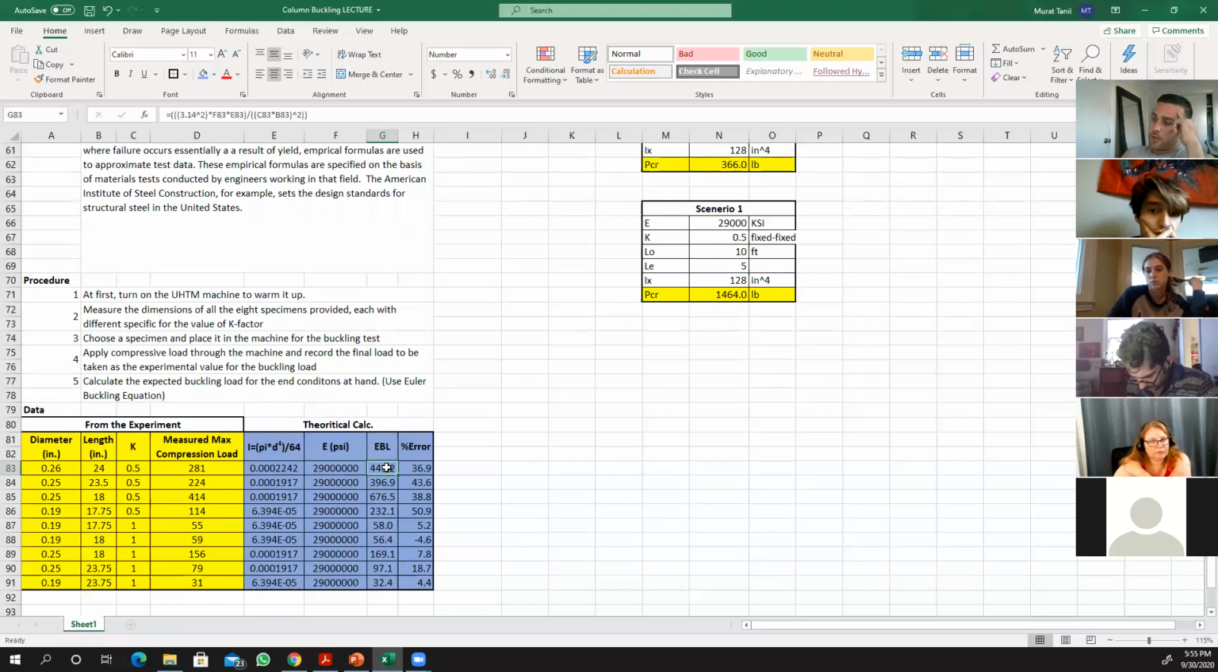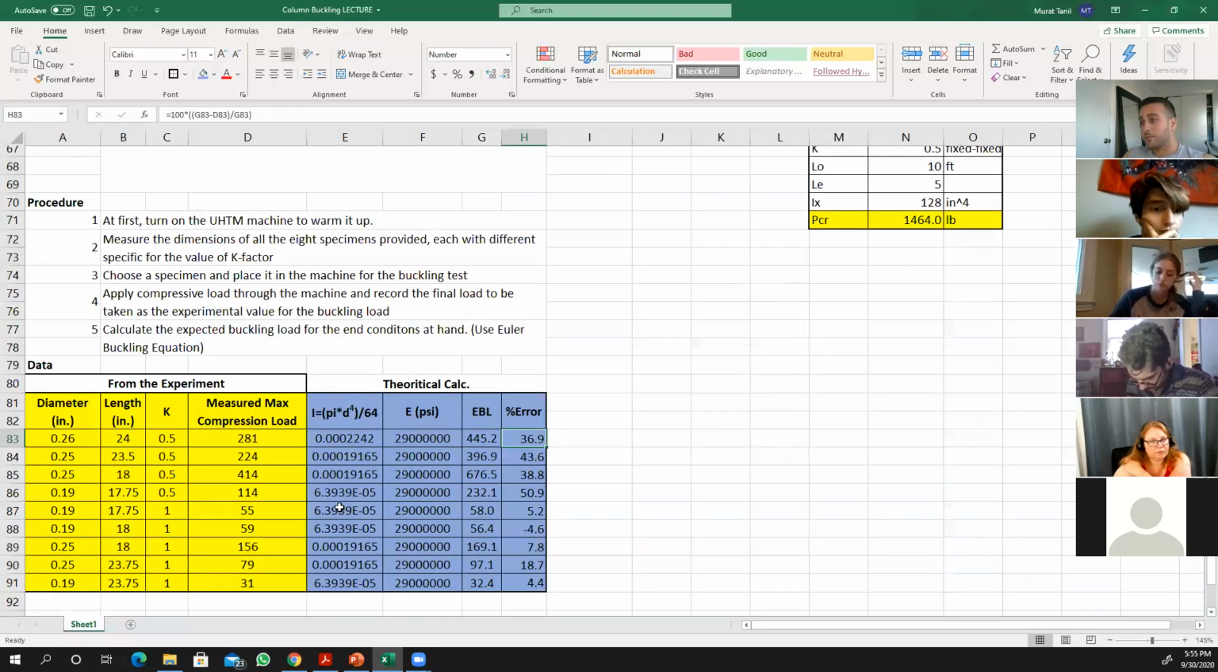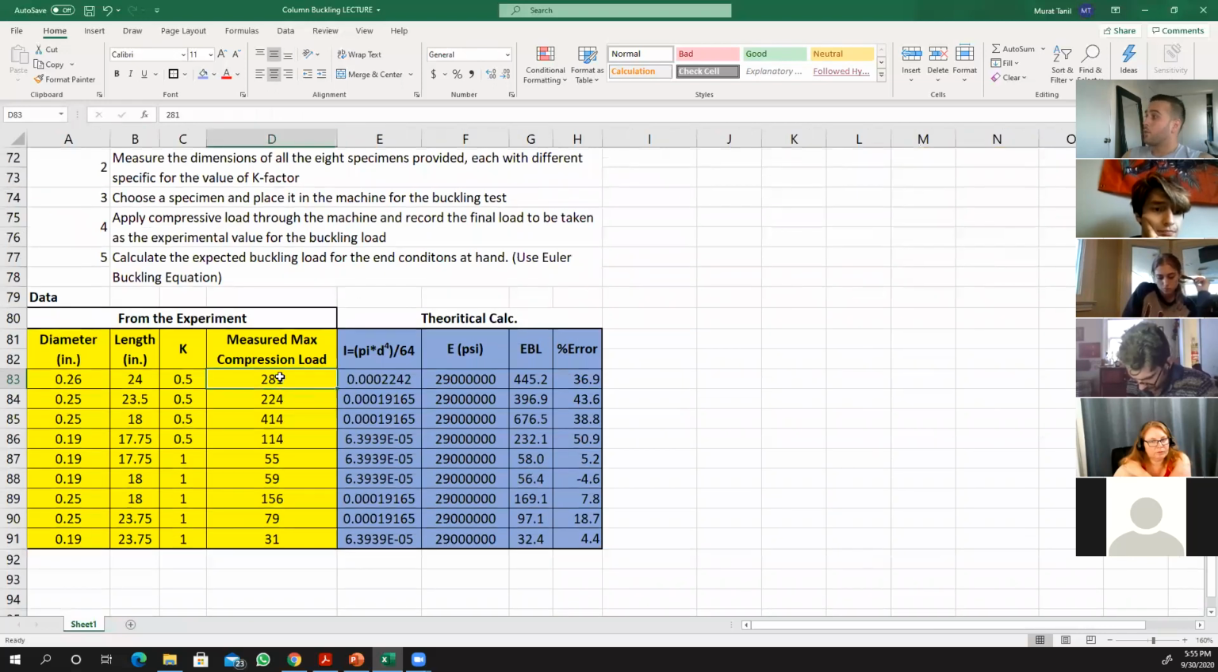So 445 right here. Let's compare these. The error is 36.9%, which is a lot. Probably the measurement was not correct. The measured maximum compression load was not 281, it was something else. I missed it, or my technician missed it. Over here, you have 43%, 38%, 50%. Only these values right here are close, but the rest is not close enough.